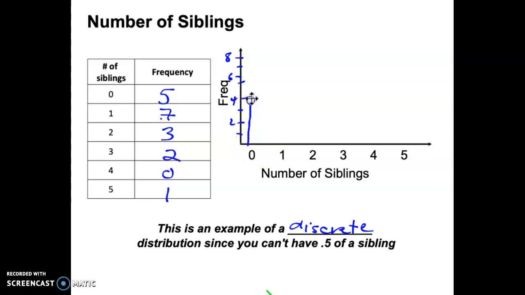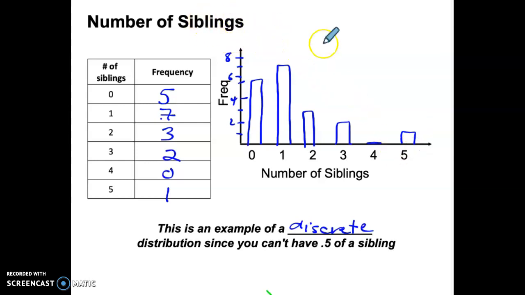So for 0, we're going to do a bar going all the way up to 5. And the bars should be equal width. Okay, one bar shouldn't be fatter, for lack of another word, than another one. So for 1 child, it went up to 7. 2 children, it went up to 3. And that was a little too skinny. For 3, it went up to 2. 4, there was 0, so it would be down here. And then for 5, there was 1. And this is number of siblings in our class.